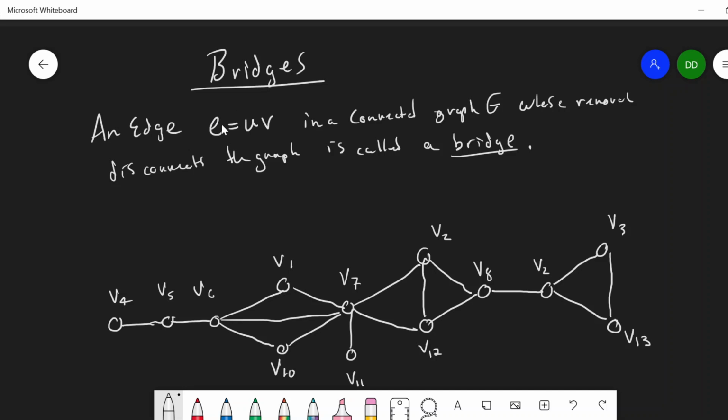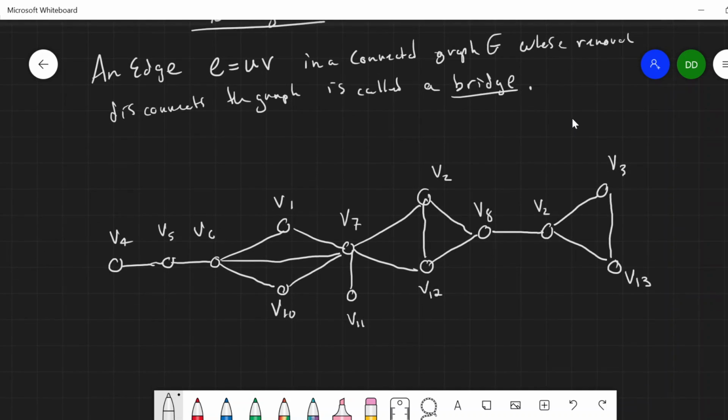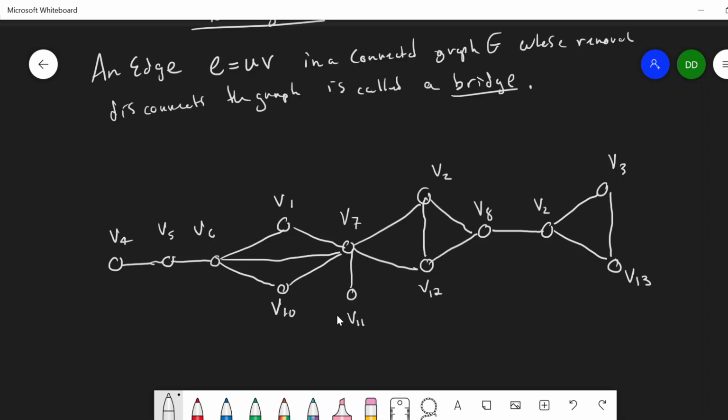When we're talking about edges, it's pretty common to just give a name to the edge rather than specify the vertices of the edge, just call it E. An edge in a connected graph whose removal disconnects the graph is called a bridge. So let's take a look at this graph here and identify the bridges.